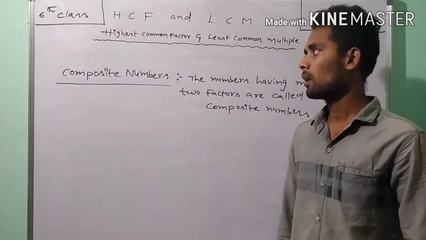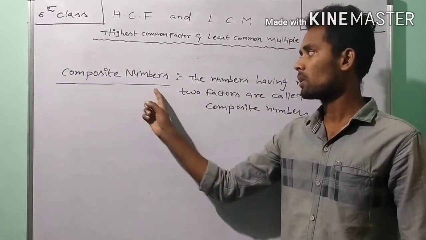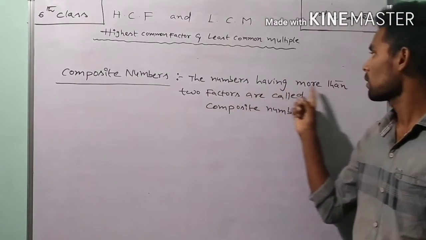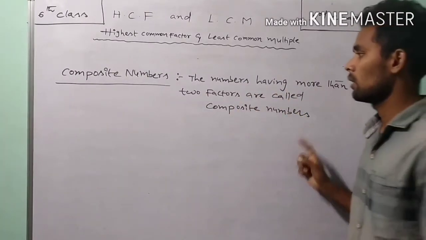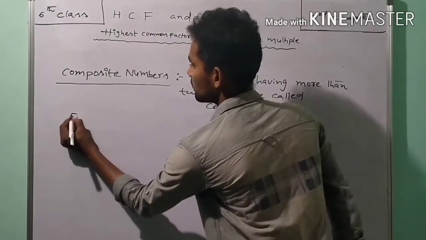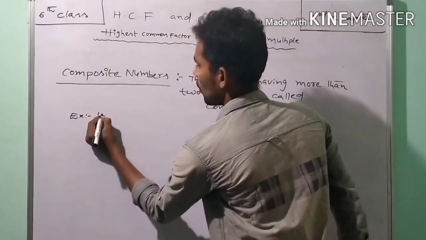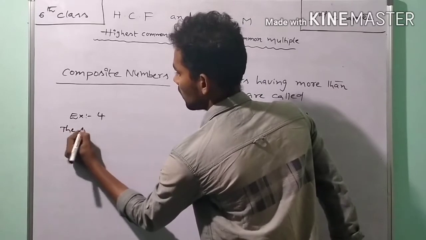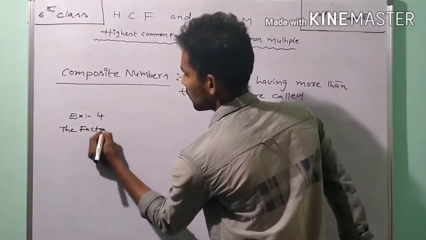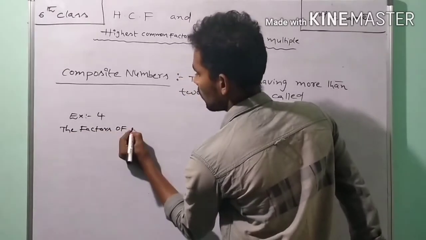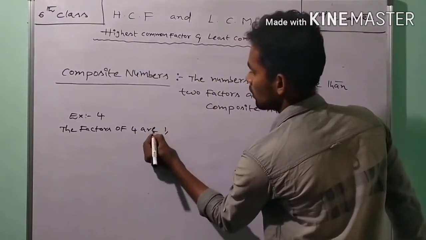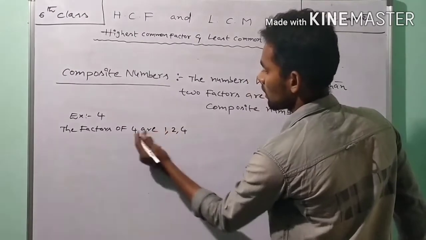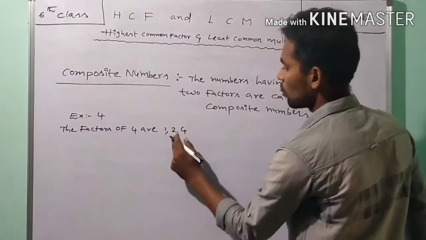Next, composite numbers. What are composite numbers? The numbers having more than two factors are called composite numbers. For example, 4. The factors of 4 are 1, 2, 4. Factors of 4: 1 × 4 = 4, 2 × 2 = 4.